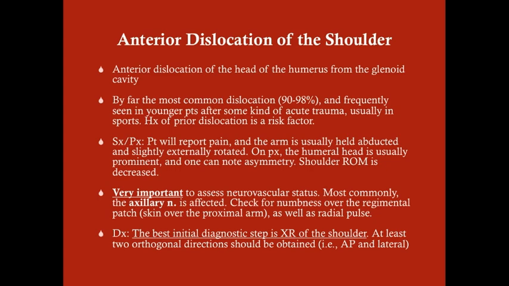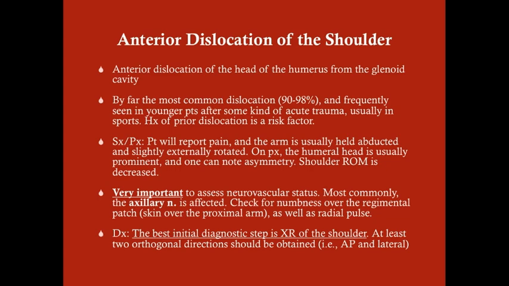So not all the times in real life do you see x-rays being done. However, on the USMLE, you should assume that you do need to do an x-ray to diagnose anterior dislocation. And the best initial diagnostic step is an x-ray of the shoulder, so that's pretty obvious.